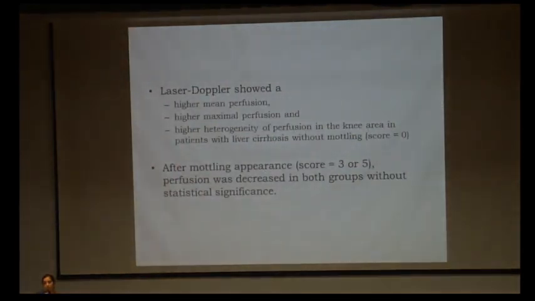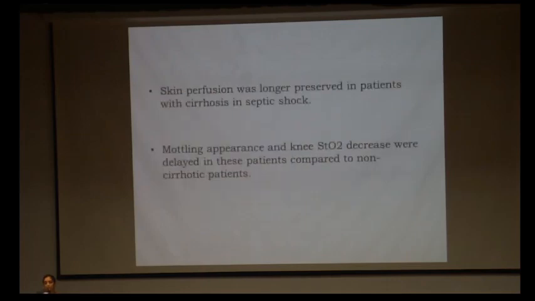So laser Doppler showed a higher mean perfusion, a higher maximal perfusion, and also a higher heterogeneity of perfusion in the knee area in patients with cirrhosis without mottling. So even if mottling was absent, perfusion was there, but it was highly heterogeneous. And once mottling appeared, the perfusion was reduced in both groups. So skin perfusion was preserved longer in patients with cirrhosis and septic shock, and mottling appearance and the knee tissue saturation decrease were delayed in these patients compared to non-cirrhotics.